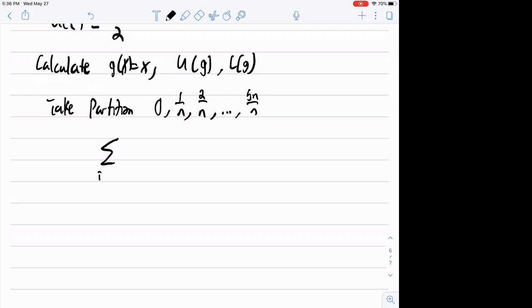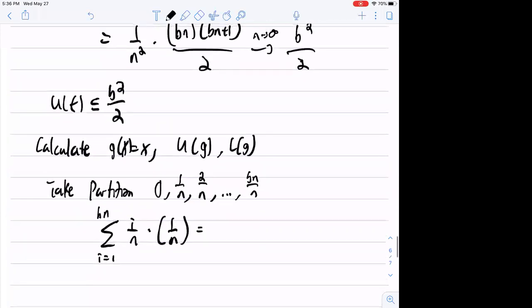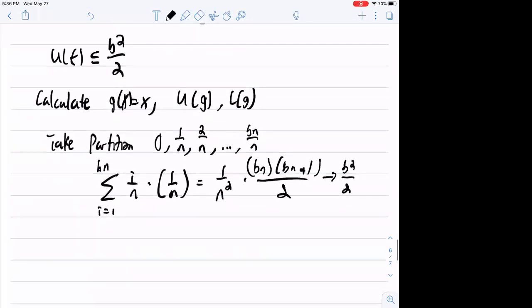Because I get the sum from i equals 1 to bn of i over n times 1 over n. And what did we calculate that as? That is 1 over n squared times bn times bn plus 1 over 2. And this goes to b squared over 2, right? Obviously, we know the integral of x is x squared over 2, but I'm just proving it directly. So similarly, U of g is less than or equal to b squared over 2.